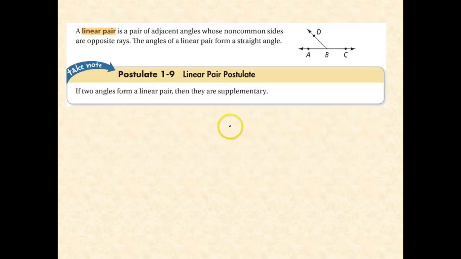The linear pair postulate. A linear pair is a pair of adjacent angles whose non-common sides are opposite rays. Basically, a linear pair is adjacent angles that form a straight angle. A linear pair is adjacent angles that add up to 180 degrees. So if two angles form a linear pair, then they are supplementary. That is the postulate.